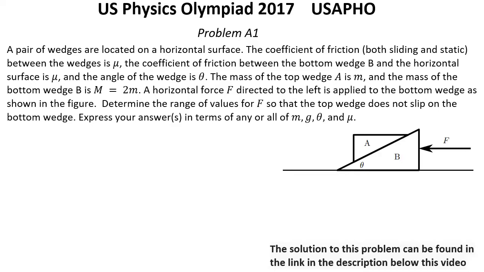A horizontal force F directed to the left is applied to the bottom wedge as shown in the figure. Determine the range of values for F so that the top wedge does not slip on the bottom wedge. Express your answers in terms of any or all of m, g, theta and mu.